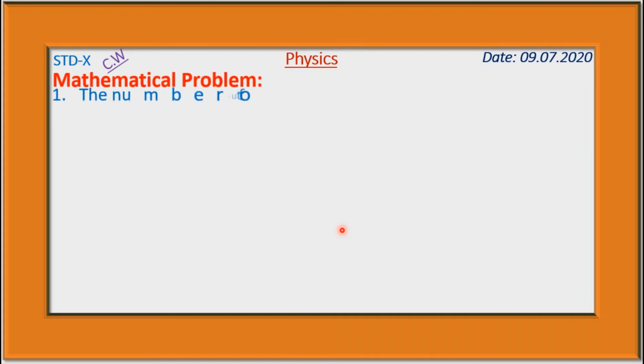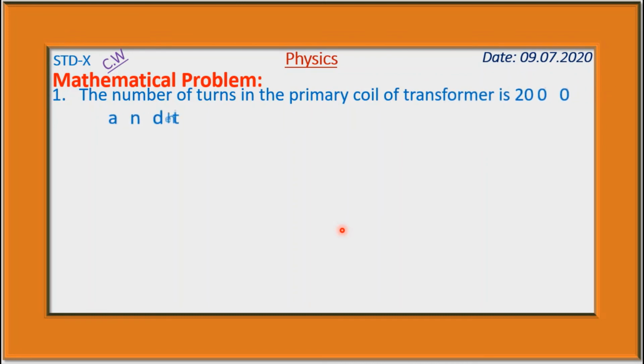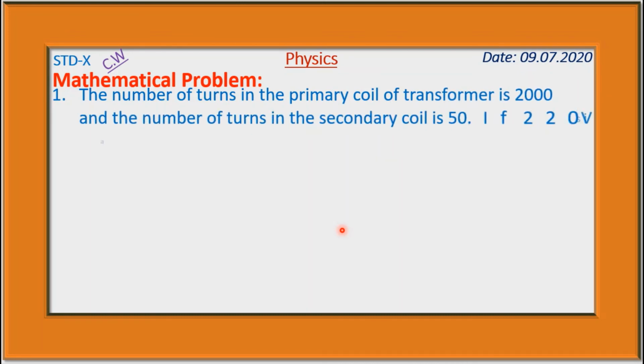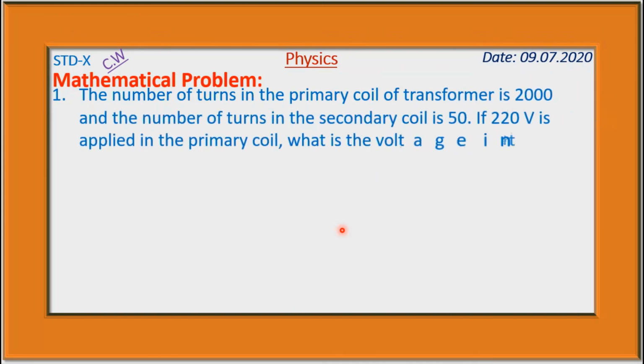Mathematical problem. The number of turns in the primary coil of a transformer is 2000 and the number of turns in the secondary coil is 50. If 220 volt is applied in the primary coil, what is the voltage in the secondary coil? That is, the number of turns in the primary coil is 2000, the number of turns in the secondary coil is 50, and the voltage applied in the primary coil is 220 volt. What is the voltage in the secondary coil?